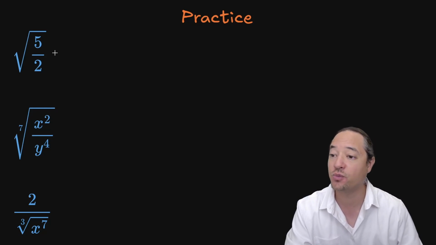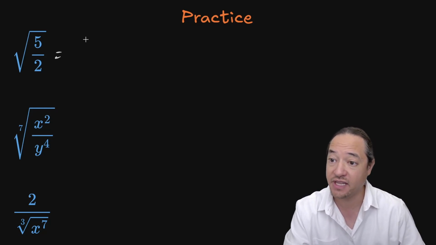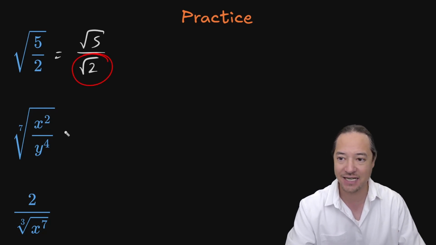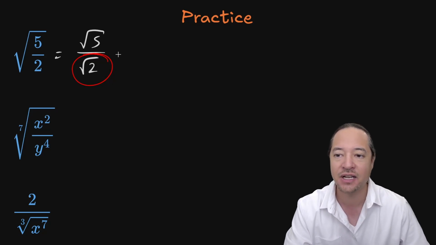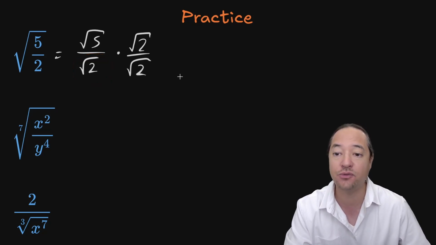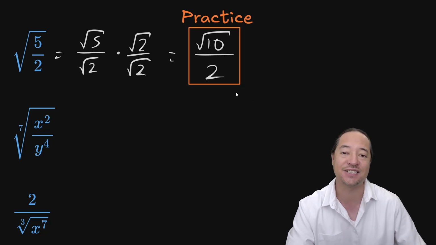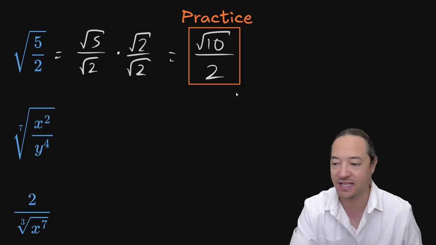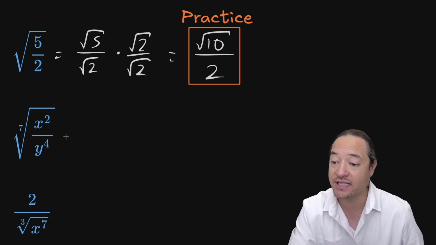So for the first one, we can think of this as the square root of 5 over the square root of 2, and we need to rationalize this denominator, get rid of that radical sign. We're going to do that by multiplying the top and bottom by root 2. And once we do that, we're going to have essentially the square root of 10 over 2, and that's it, okay? That's as far as we can simplify that. We're going to leave it just like that. And let's look at the next one here.